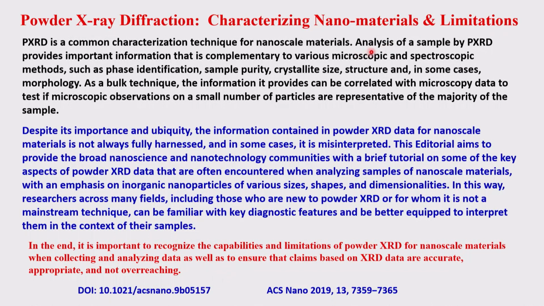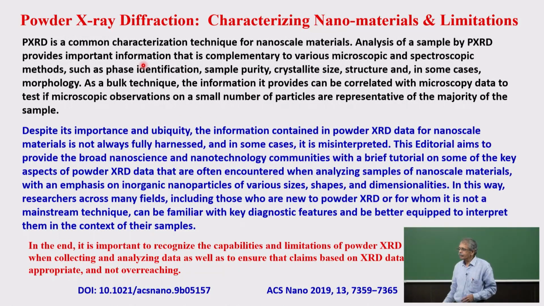So using the XRD, you can get information which is complementary to microscopy, to spectroscopy, and you can find the phase identification. You can find the purity or any impurities there. What is that impurity? How much is that impurity? Crystallite sizes, polycrystallinity, other things, and single crystallinity, amorphous nature, structure, and in some cases even morphology. So many things. So powder X-ray diffraction can help in getting all these different kinds of characteristics of the powder or a solid material.